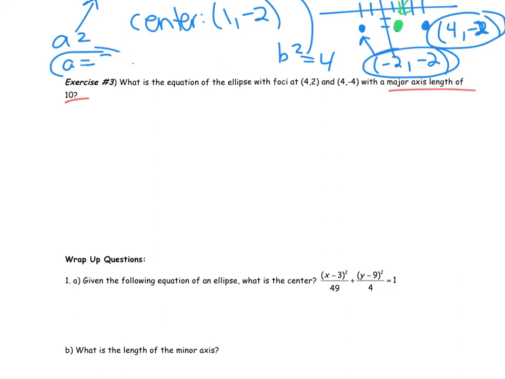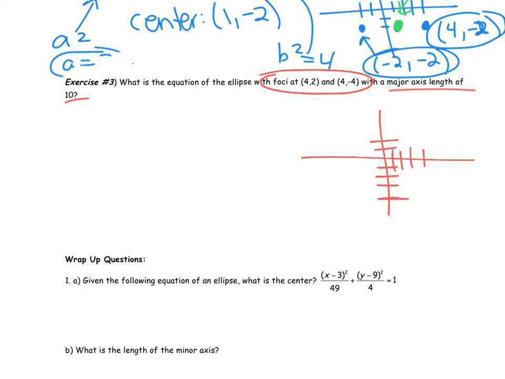So I'm going to start by making a sketch. My foci are at 4, 2, and 4, negative 4. So that's the foci. Now remember, directly in the center will be the center of this ellipse.